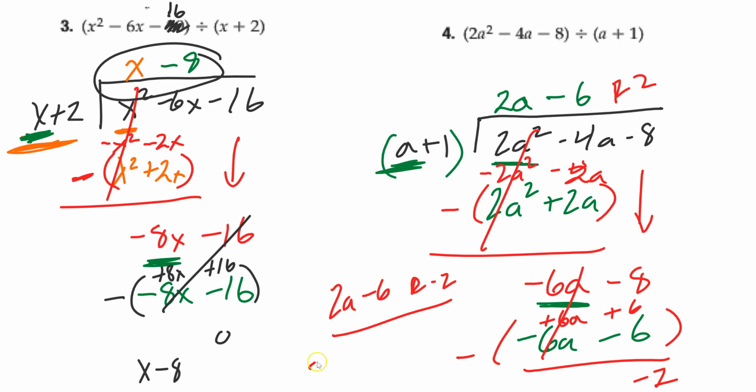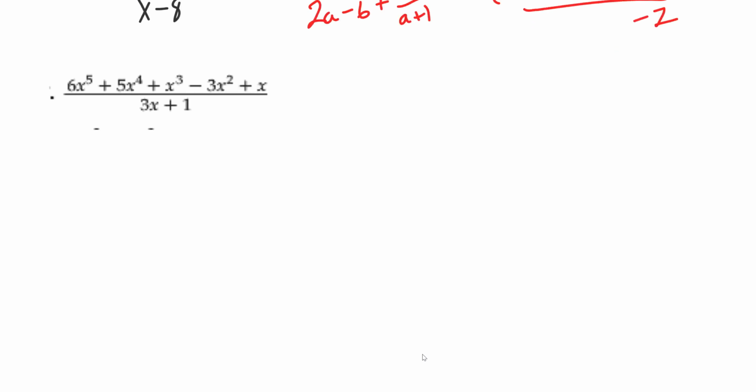Or 2a minus 6. Remember, we can put this over what we're dividing by. So you could say plus negative 2 over a plus 1. So again, both ways are correct. This one's a little more classy. Both ways are fine though. So now we can hopefully get the feel of it. Let's move on to harder examples.